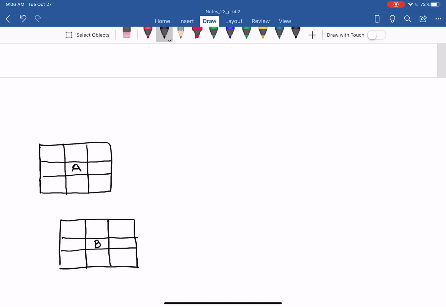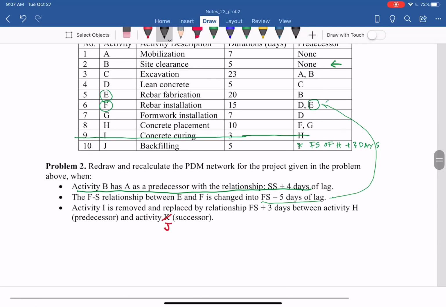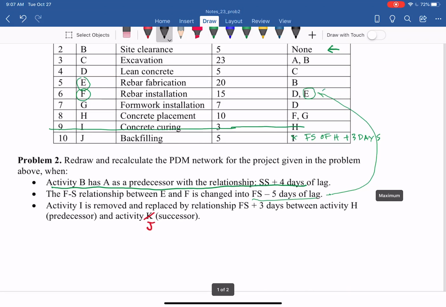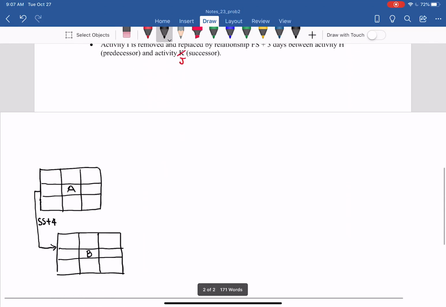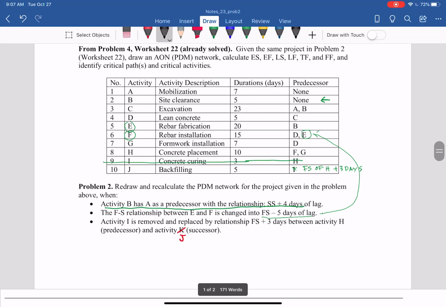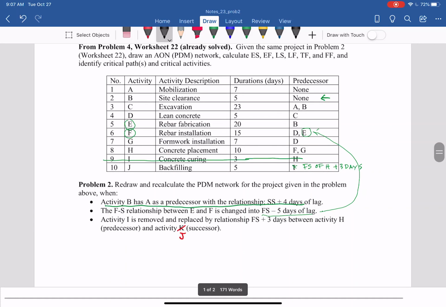Then you can use the relationship from the left side of A to the left side of B to stand for start: start on the left side, finish on the right side. So that is start plus 4 days. You can see activity B has A as a predecessor with the relationship SS plus 4 days. So B can start 4 days after A starts, not after A finishes. Everything else should be the same until we get to E, F, and then H and J.